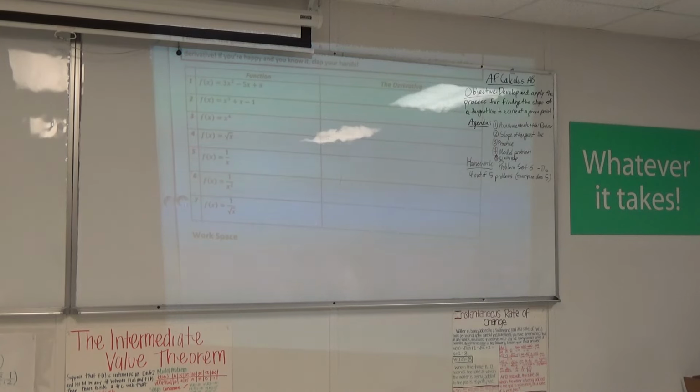Limit as h approaches 0 of f of x plus h minus f of x all over h. Yeah, let's just call that your late happy birthday present. All right.